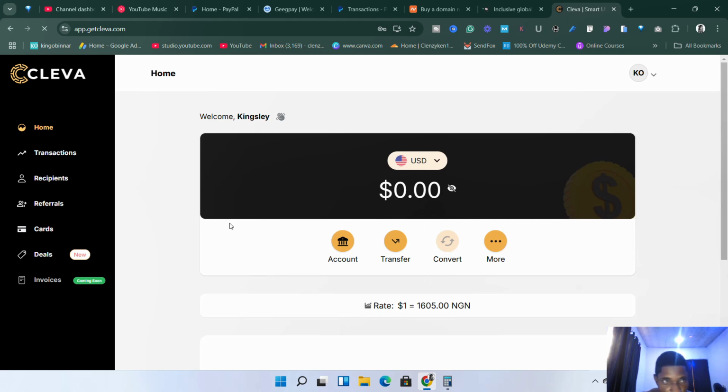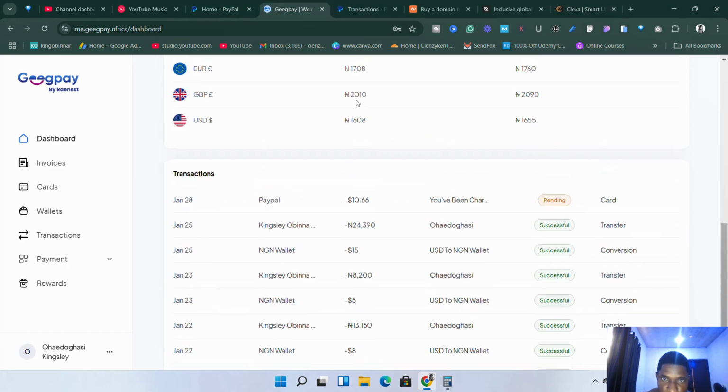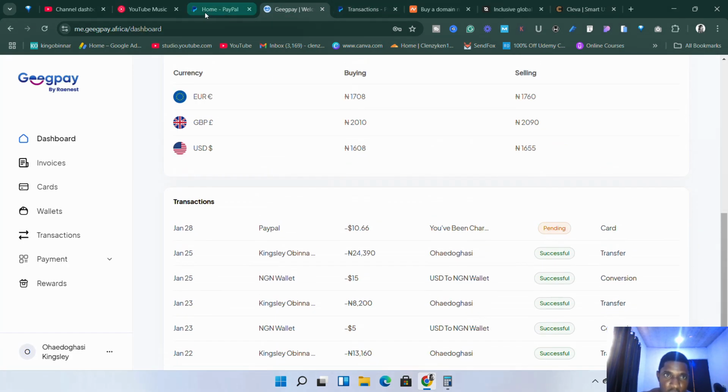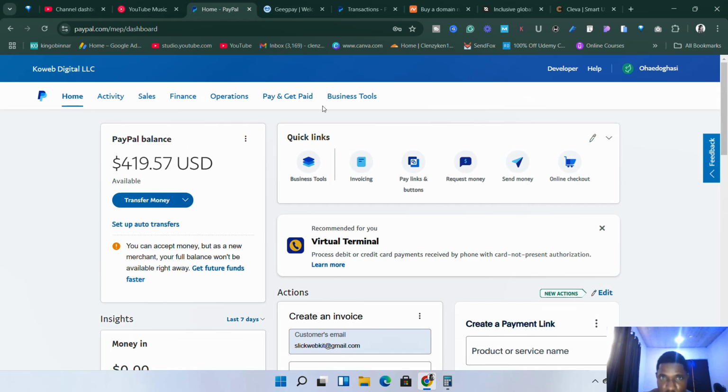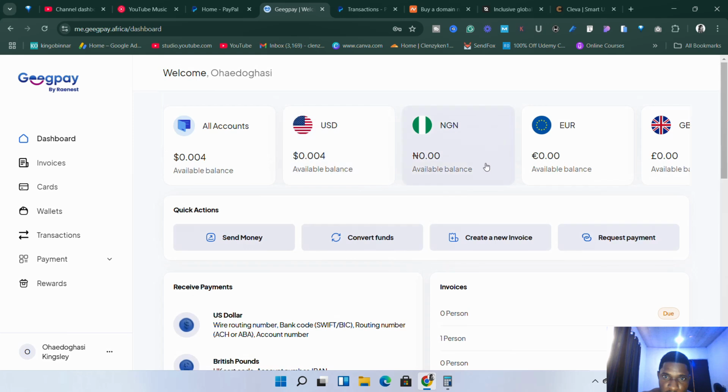So as you can see here with Get Clever, their rate is 1,605, while at Geegpay it is at 1,608 per dollar. So once you have this PayPal fund bought, you can now transfer the money to these platforms and sell immediately. You can go ahead to click on convert to NGN, and you withdraw and you have your profit.